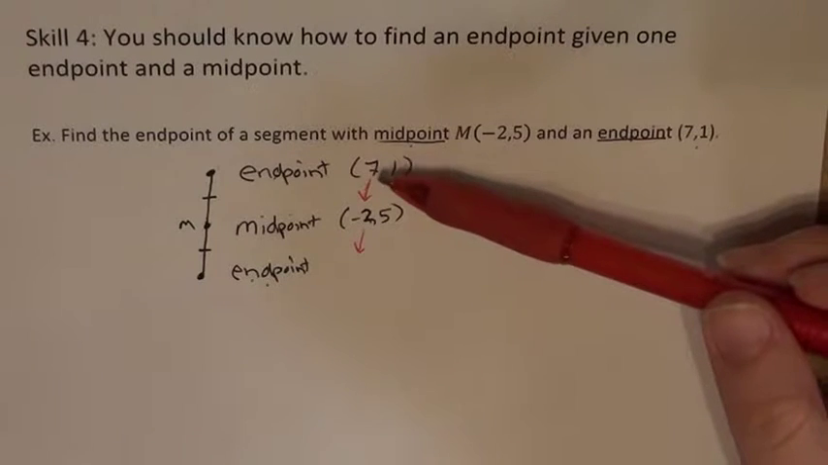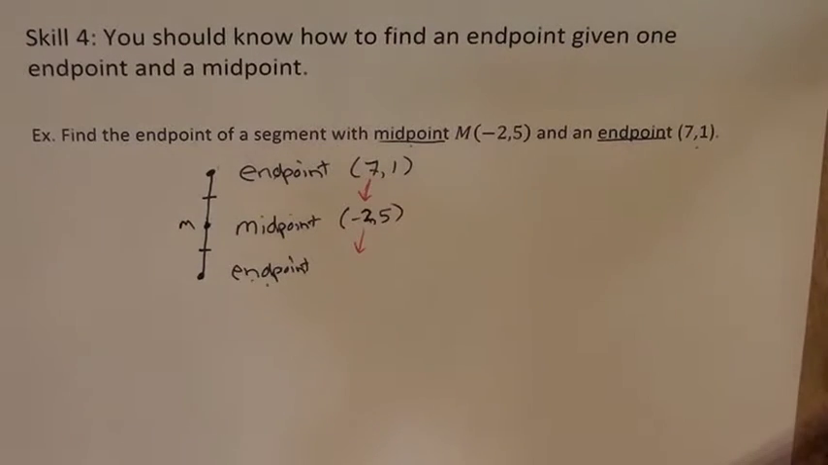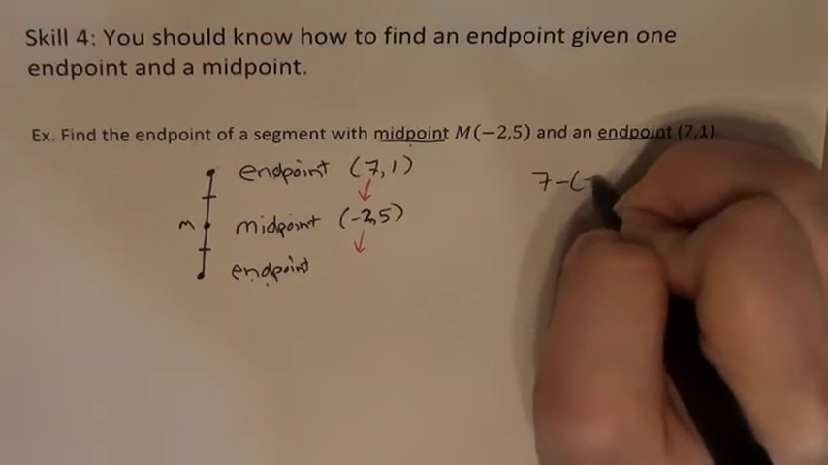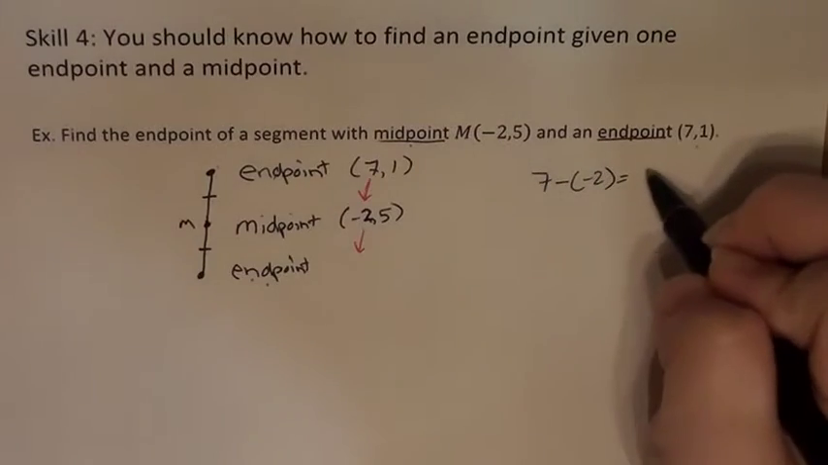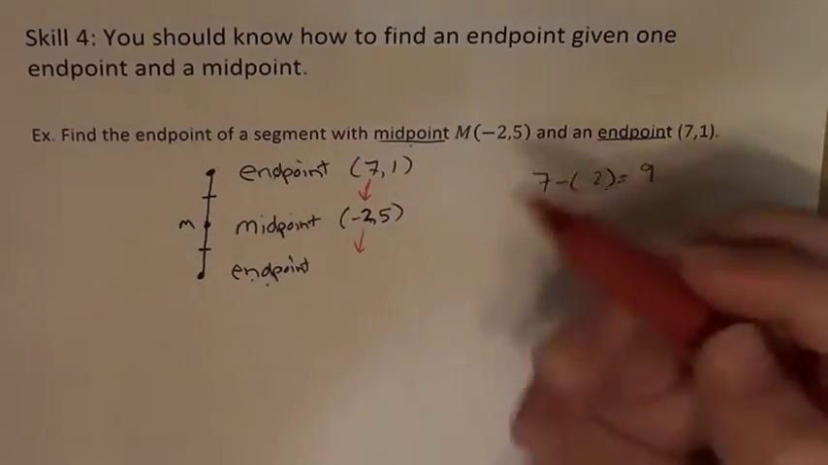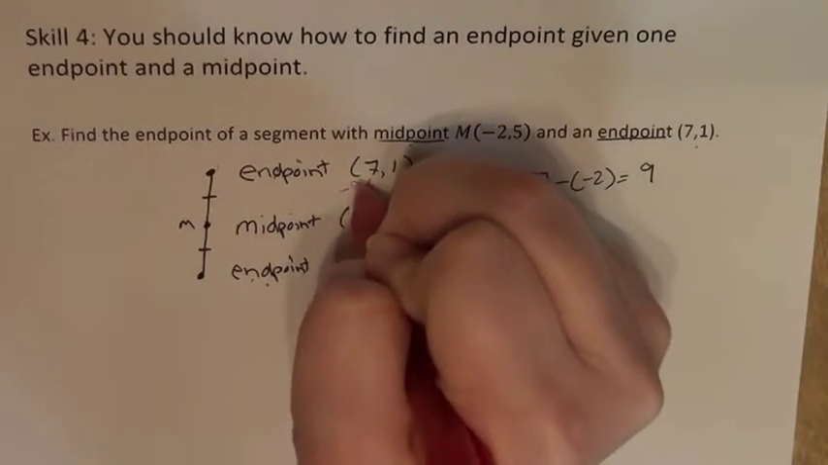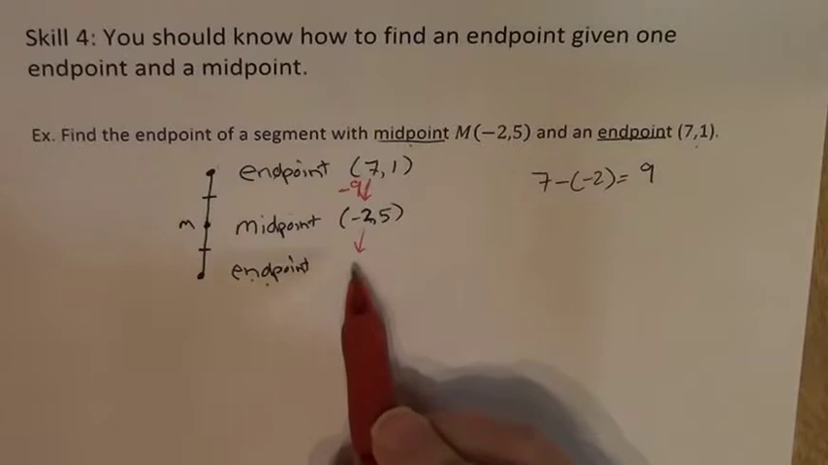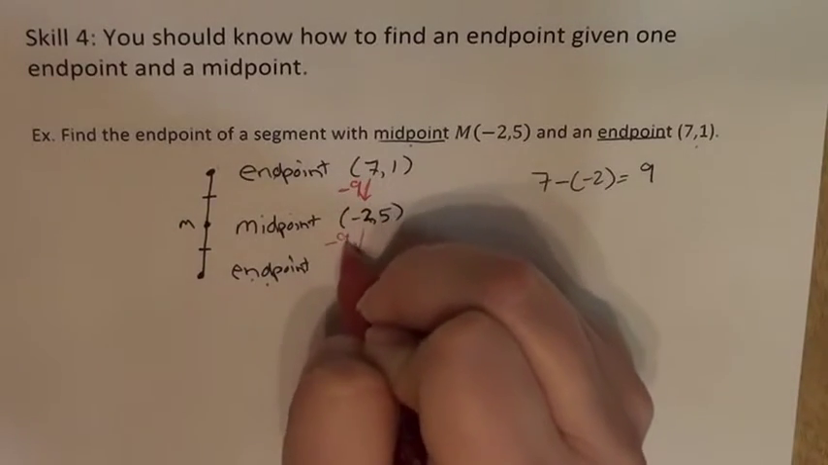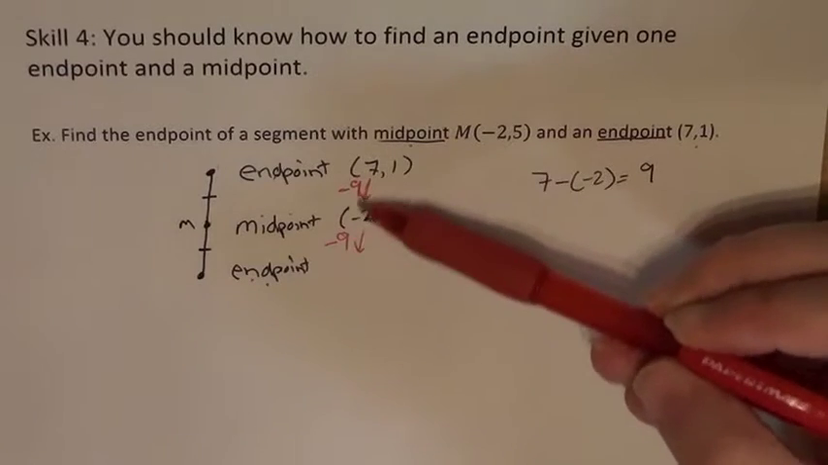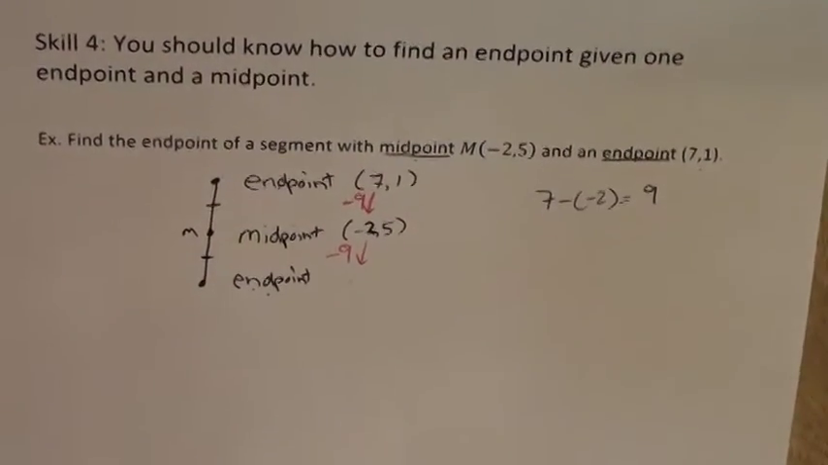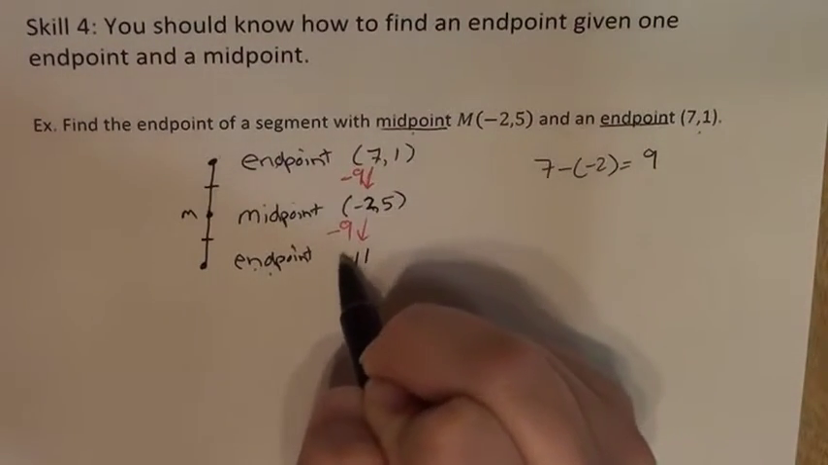So how far is it between 7 and -2? Well, to get distance, you can subtract the numbers. 7 minus -2 equals 9. So from 7 to -2, we actually go down 9. We subtract 9. So down here, for the other endpoint, we need to subtract 9 again, so that the change is the same both times. So -2 minus 9, we get an answer of -11.